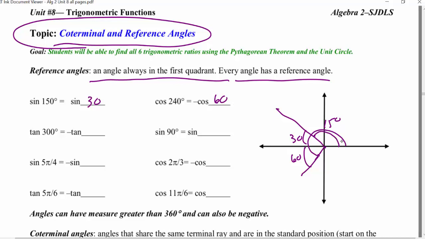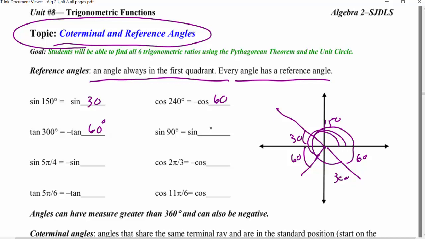The tangent of 300. 300 is all the way over here. That's 300. The angle left is 60. So this is the opposite of the tangent of 60, because the tangent of 60 is positive, so the tangent of 300 is negative.